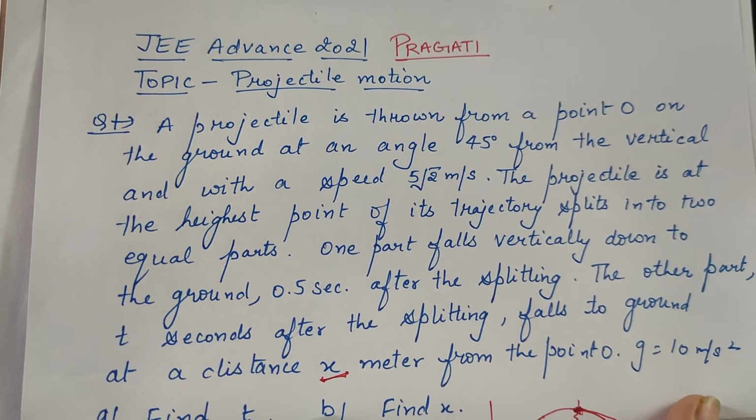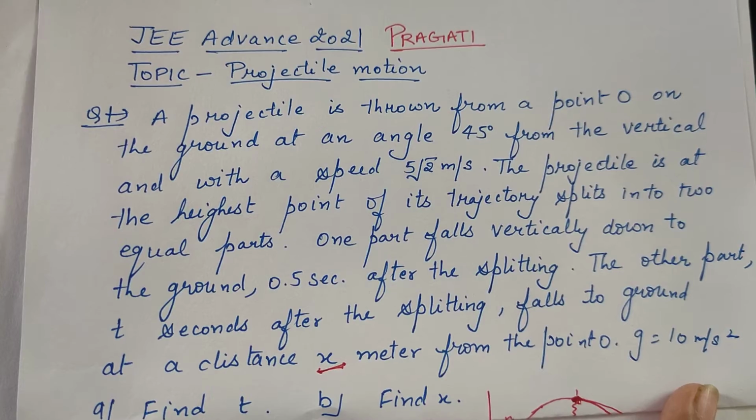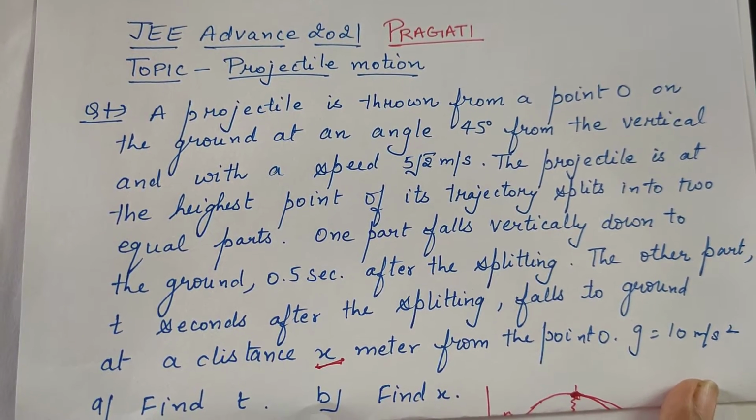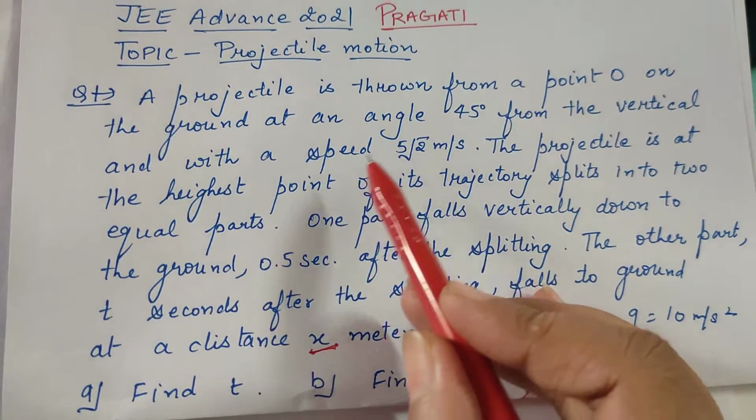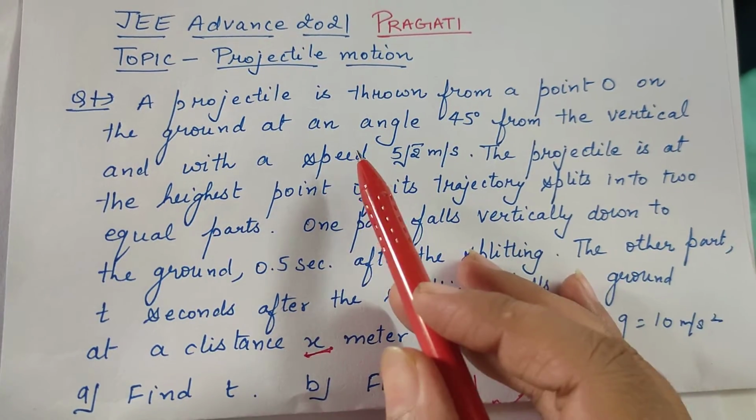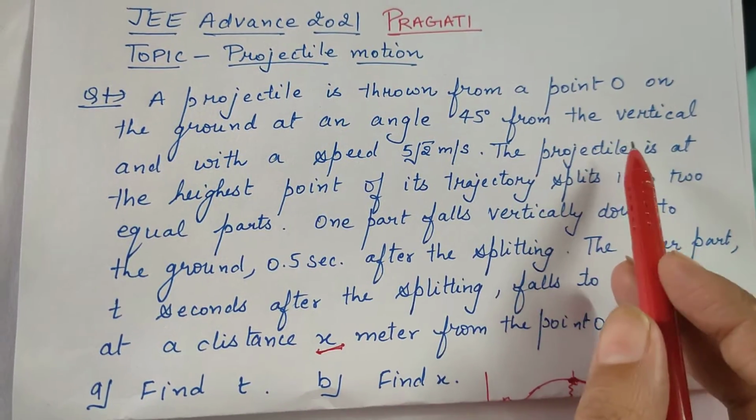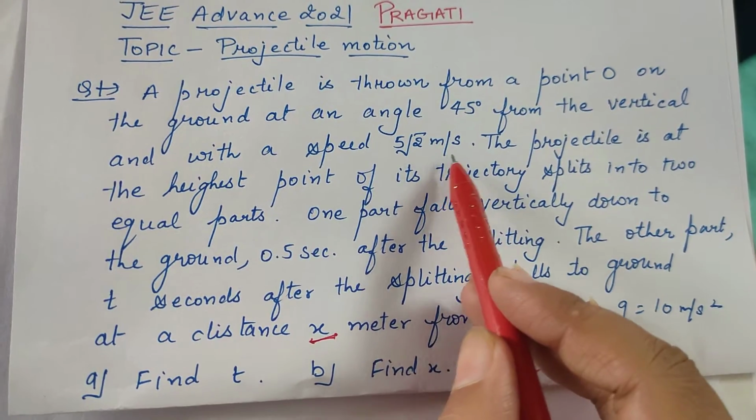Today I am going to share a question from JEE Advanced 2021. The topic is projectile motion. If you see carefully, the question is: a projectile is thrown from a point O on the ground at an angle 45 degrees from the vertical and with a speed 5 root 2 meter per second.